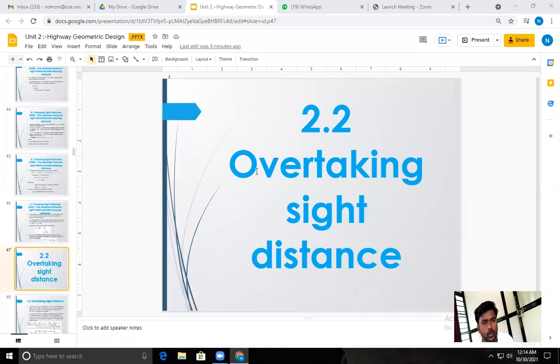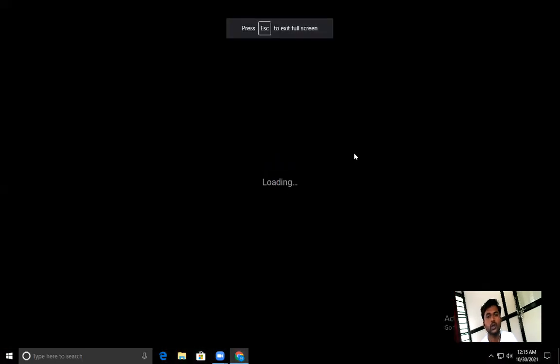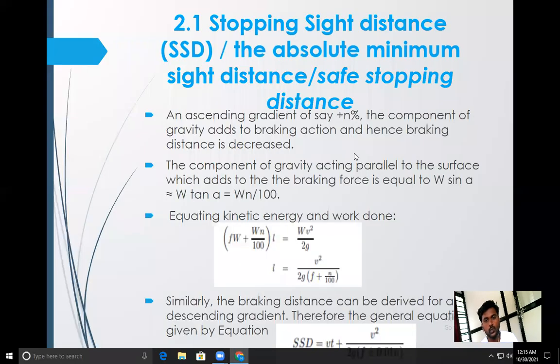In the last lecture, we have seen the problems regarding the stopping sight distance and how the stopping sight distance is calculated. We have seen the two formulae: when the velocity in meter per second is given, and when the velocity is given in kmph. There are two different formulae for calculating SSD, so for the two cases we are using different formulas.